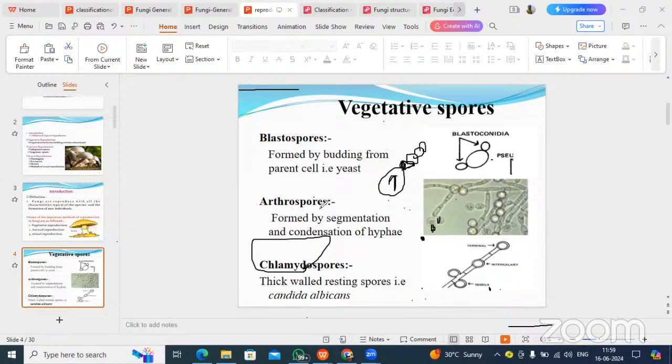The next one is arthrospores. Arthrospores are where the conidiophore, the conidia and conidiophore, is segmented, splits, and condenses into small patches. Small, minute spores condense and form chain-like structures. You see here, small condensed chain-like structures. That we call arthrospores, also called oidia. Oidia, O-I-D-I-A.